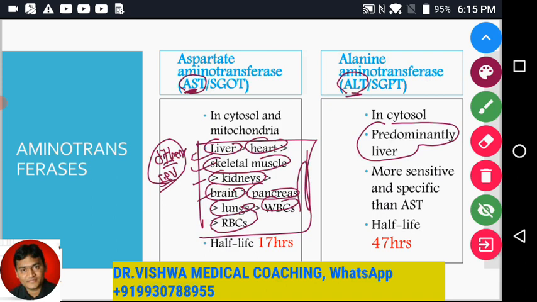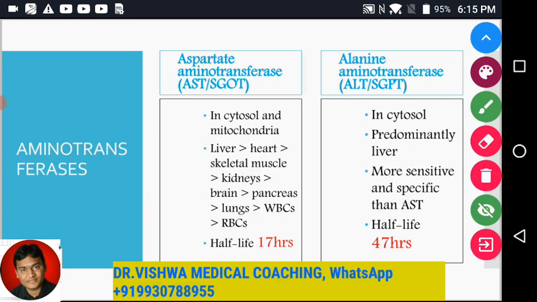So alanine transaminase or aminotransferase, or SGPT, is more specific for liver. It is more sensitive and specific than AST for liver disorders. And its half-life is also longer, so it remains elevated for a longer period of time, helping us understand whether there is liver pathology. The half-life is 17 hours for AST and 47 hours for ALT.